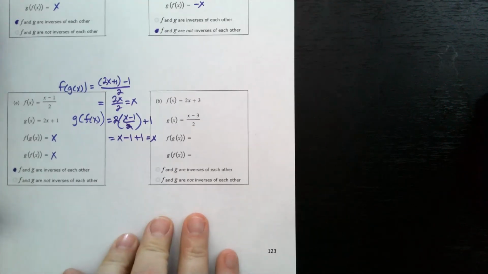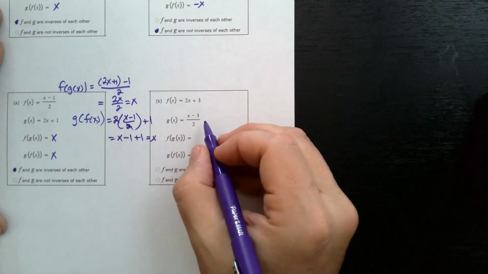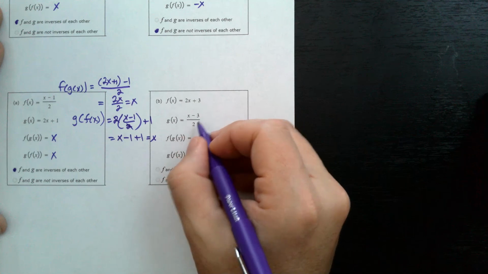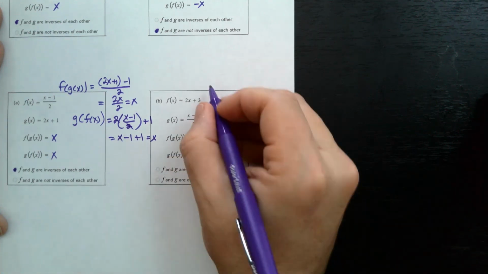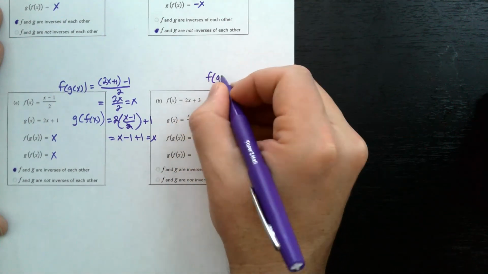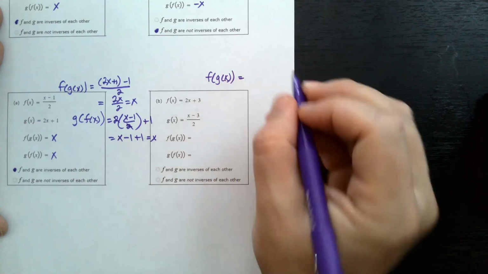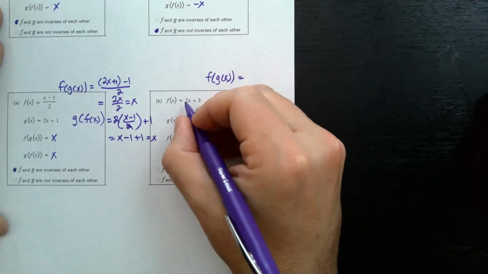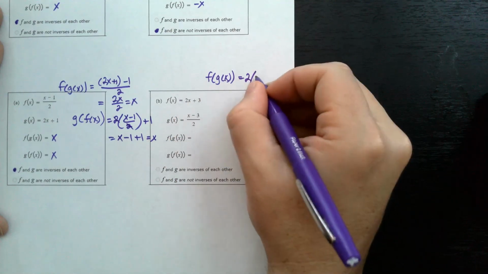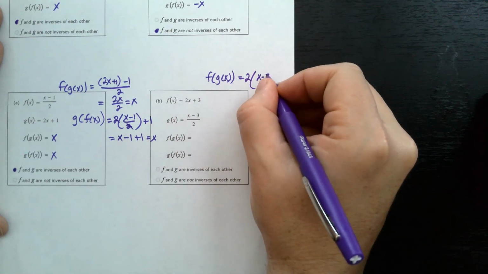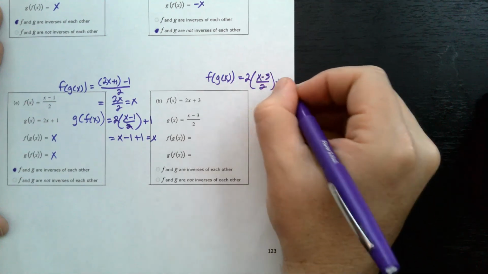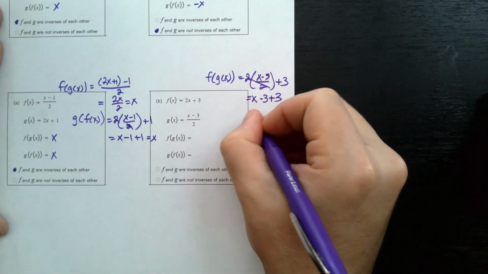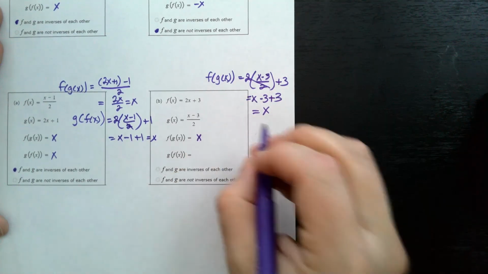All right, last one. So we've got 2x plus 3 for f of x, and then you've got x minus 3 over 2 for g of x. Okay, so let's do f of g of x. We're going to put all this stuff right here in place of x. So instead of 2x plus 3, it's going to be 2 times x minus 3 over 2 plus 3. The 2's cancel. x minus 3 plus 3 gives you x. So that works. Let's go the other way.